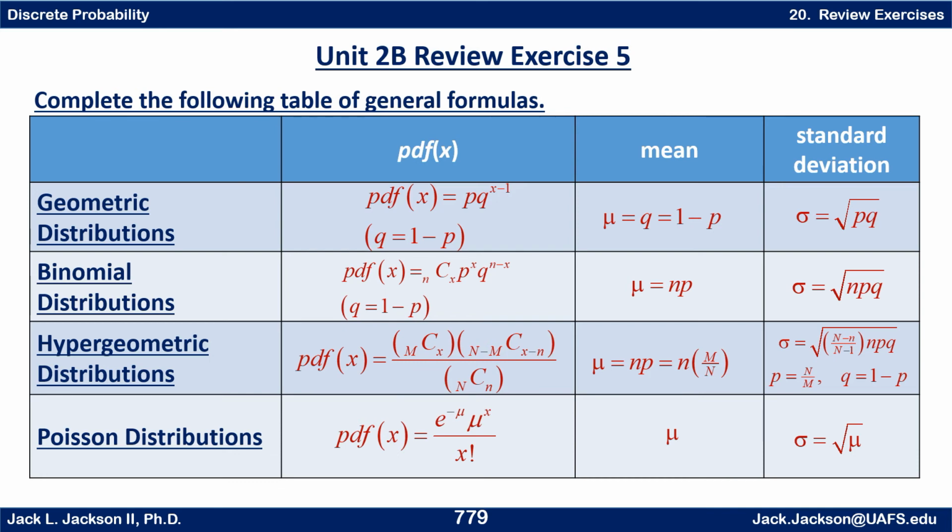For the binomial distribution, the PDF is n choose x, p to the x, q to the n minus x. So if you have x successes, you have x p's, and then n minus x q's multiplied together on one path, but there are n choose x of those paths through the whole tree that have the same number of successes. The mean turns out to be n times p, and the standard deviation turns out to be the square root of n times p times q.